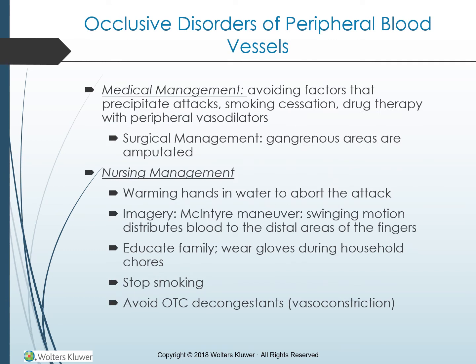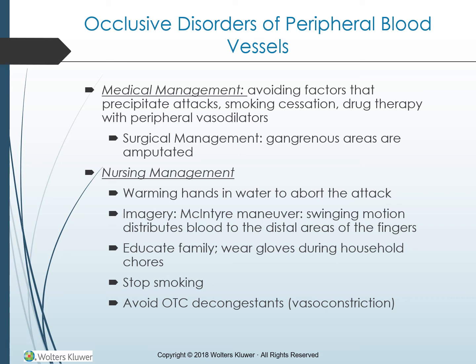Medical and surgical management. Treatment involves avoiding factors that precipitate attacks. Smoking is contraindicated because it causes vasoconstriction. Drug therapy with peripheral vasodilators such as Vasodilan may be attempted, but results usually are less favorable. Other drugs such as Procardia are being used investigationally. An IV infusion of prostaglandin E may provide temporary relief.